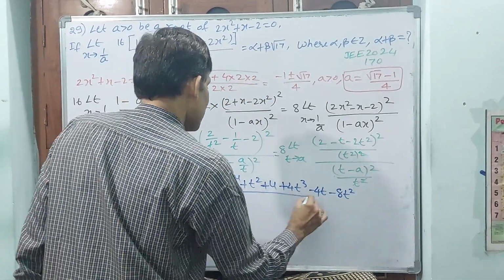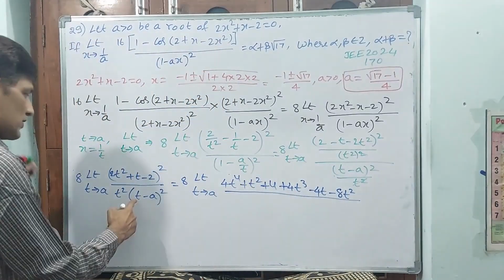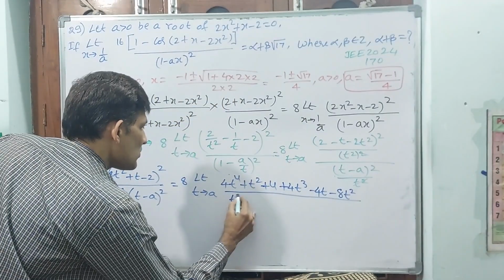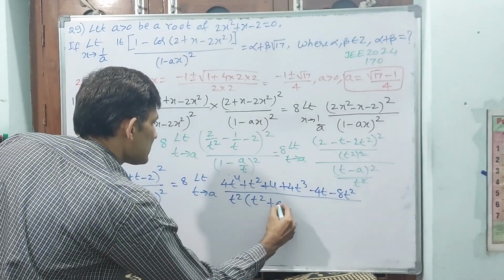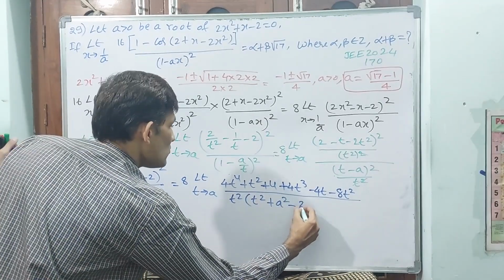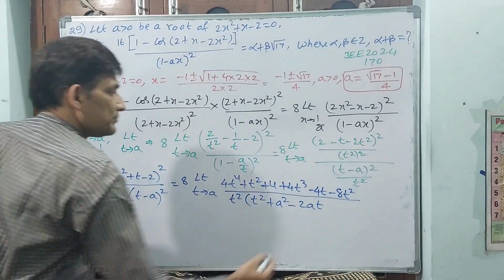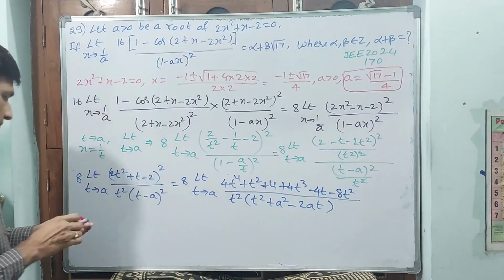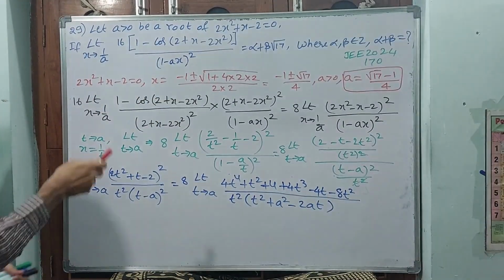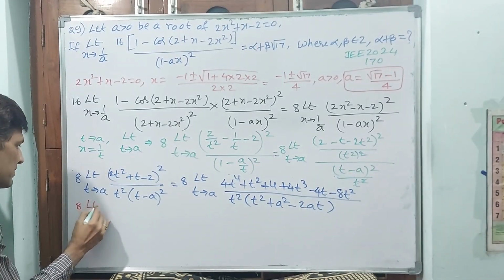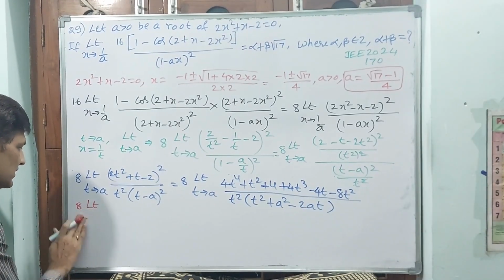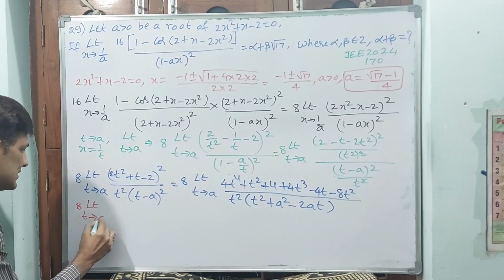What about denominator? Denominator also 2 times you have to do. First you have to do this t square into a minus b whole square, a square plus b square minus 2at. Okay. Now what we can say, solve it properly. Limit x tends to, not x, t tends to a.